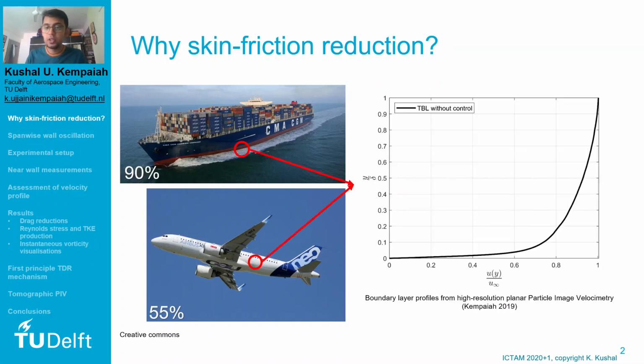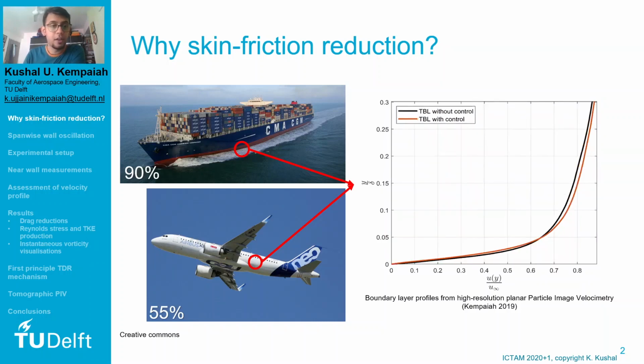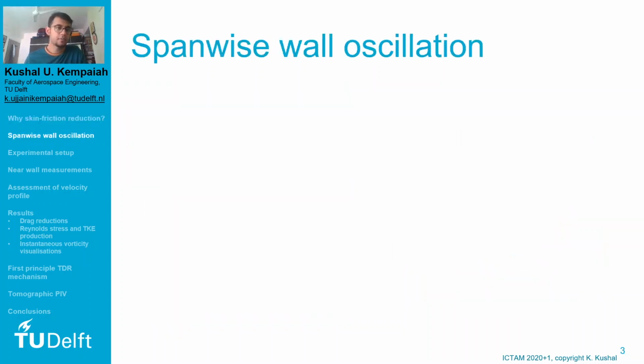Due to the no-slip condition and the viscosity of the fluid, a boundary layer develops, and owing to large Reynolds numbers, this boundary layer is turbulent. The aim of turbulent skin friction reduction is to reduce the slope of the boundary layer profile close to the wall, which reduces the turbulent skin friction drag, and the fuel consumption is obviously more efficient. There are many techniques that have been developed to achieve this, but the technique of importance for this study is spanwise wall oscillation.